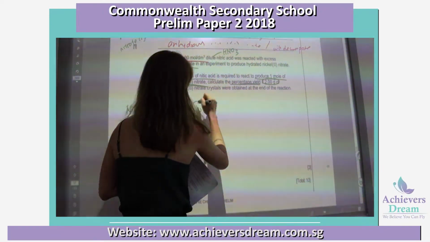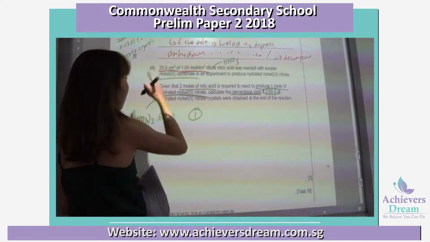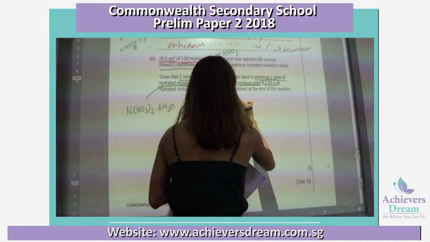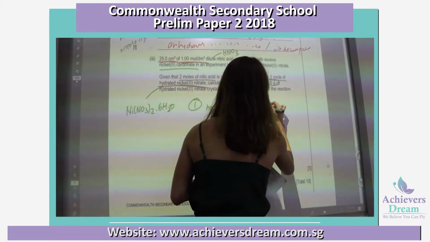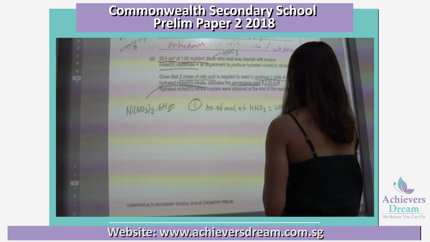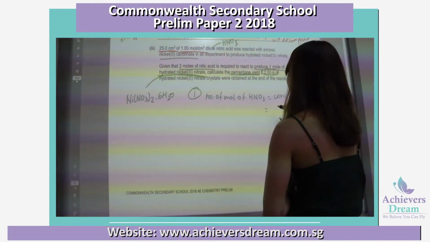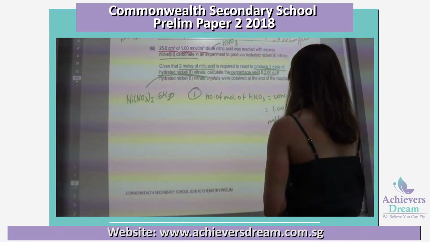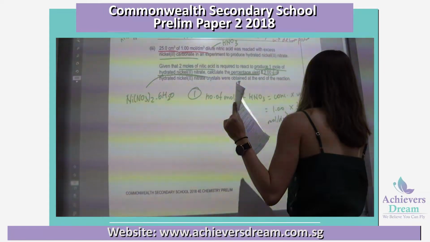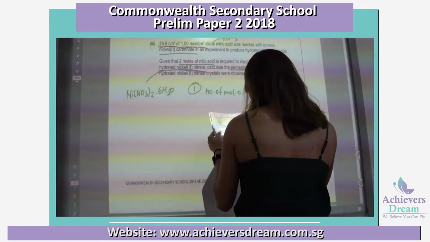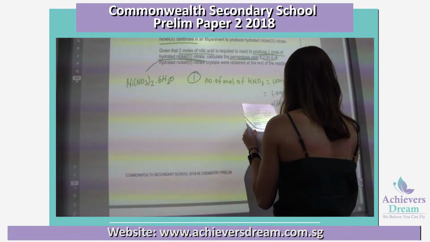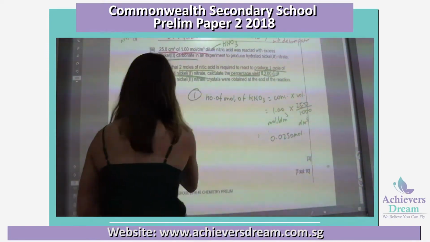Okay, first step. I have the volume and the concentration of HNO3, correct? So the first thing I need to do is find the number of moles of HNO3, which equals concentration times volume. So the concentration is 1 mole per dm³ and the volume is 25 cm³. But remember, I must always convert it to dm³. Okay, so your answer would be 0.0250 mole.